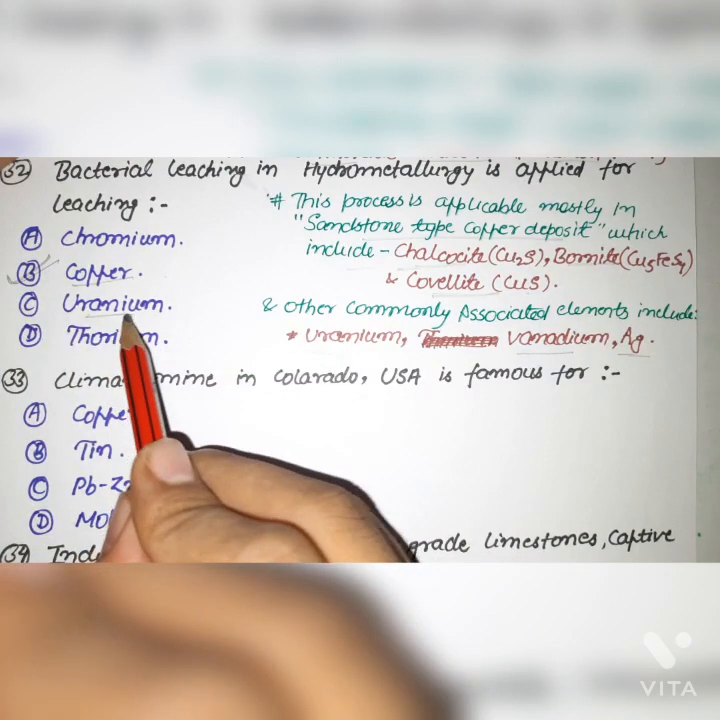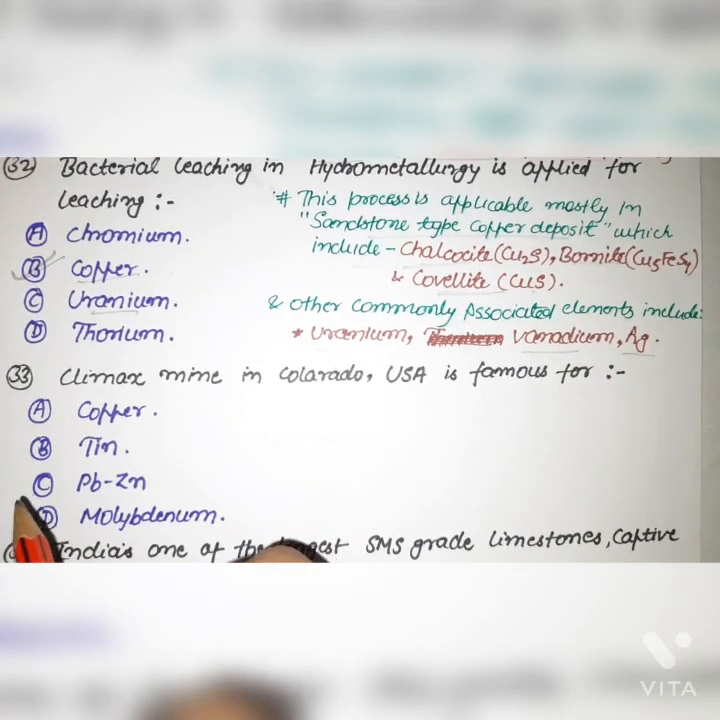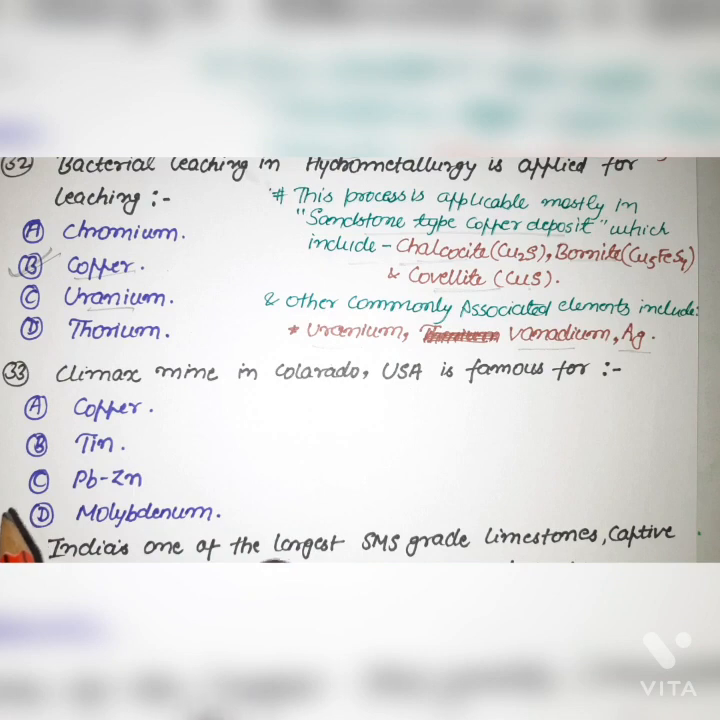Though uranium, vanadium and also silver are associated with copper in red bed copper deposits or sandstone type copper deposits, the correct answer of this question will be copper.